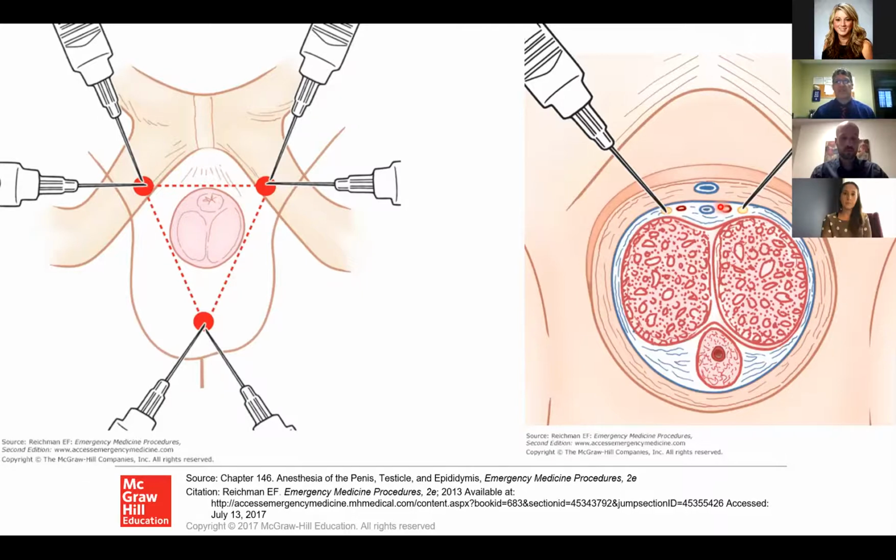So what you want to do is aspirate, make sure you're not doing an intraarterial injection, and then you inject about 1 or 2 milliliters of a local anesthetic in the area. I prefer this technique; we had much better success with it.